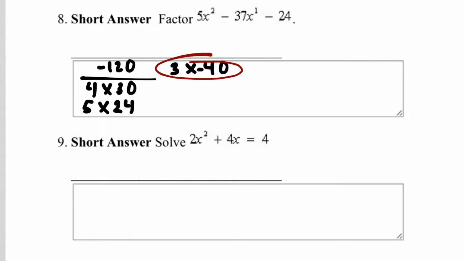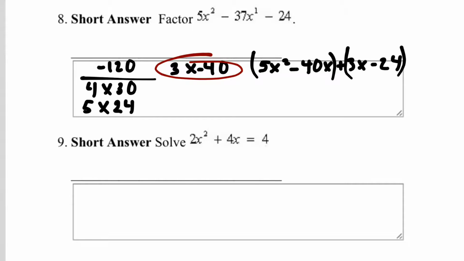Here's what I'm going to write. 5x squared, plus 3x. You know what? I'm going to do the negative first. Minus 40x, plus 3x, and minus 24. It doesn't really matter in which order you write them. Okay, remember that doesn't matter. I just like to put the negative first in this case because I want the second binomial, this one, to start with the positive. It just makes it easier to see.